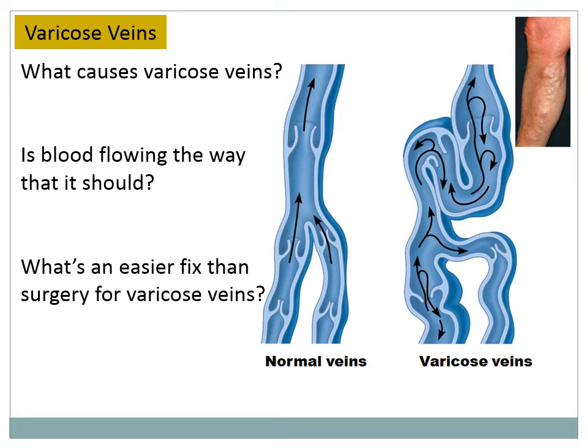So when you look at what's going on here, the valves aren't working properly with varicose veins. Over here with the normal veins, if you look on the bottom, notice how you have these valves and they're shut. They're doing their job appropriately. Over here with the varicose veins, the valves aren't doing their job correctly, especially this one down here. Notice how the valve isn't shutting appropriately. So that's going to cause some problems with blood flow. Is blood flowing the way that it should with varicose veins?